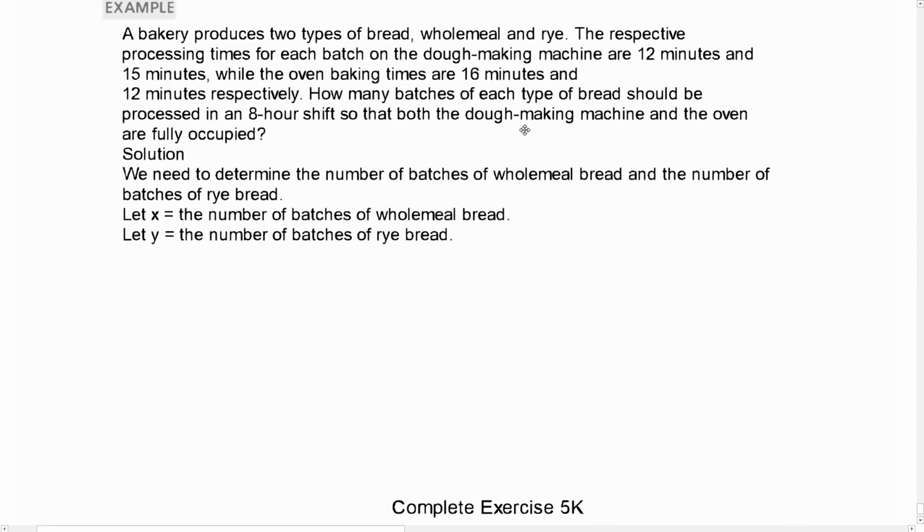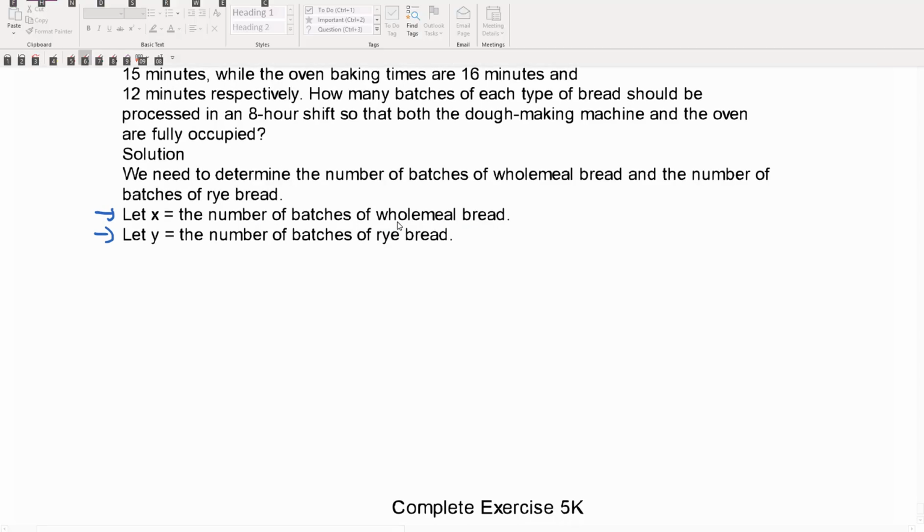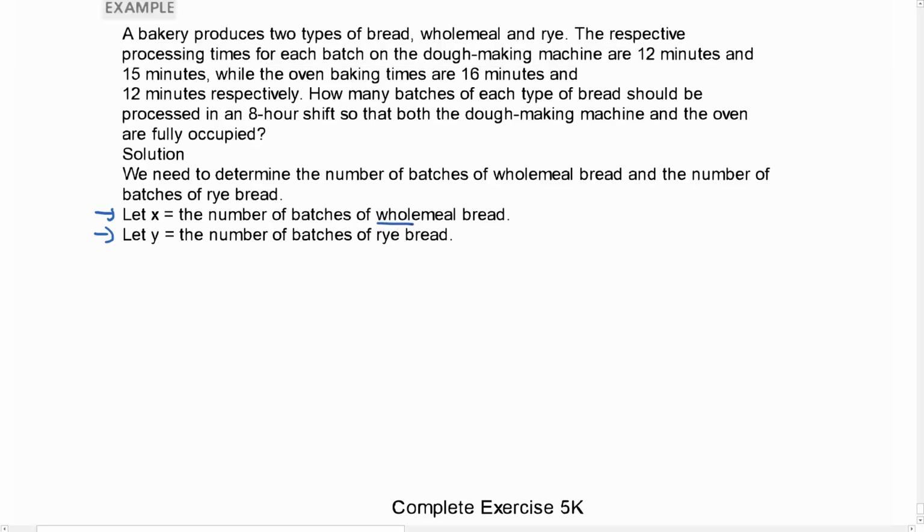Now, a couple of things to think about here: it's told us what the x and the y variables really mean. The x refers to the wholemeal, and the y variable refers to the rye bread. So we need to figure out how much wholemeal bread and how much rye bread we can actually make in a span of 8 hours.